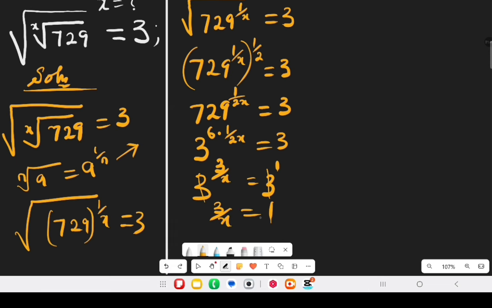If we cross multiply, this one has denominator 1. Then 1 times x gives us x equal to 1 times 3 gives us 3. Therefore, x is equal to 3 as the answer.